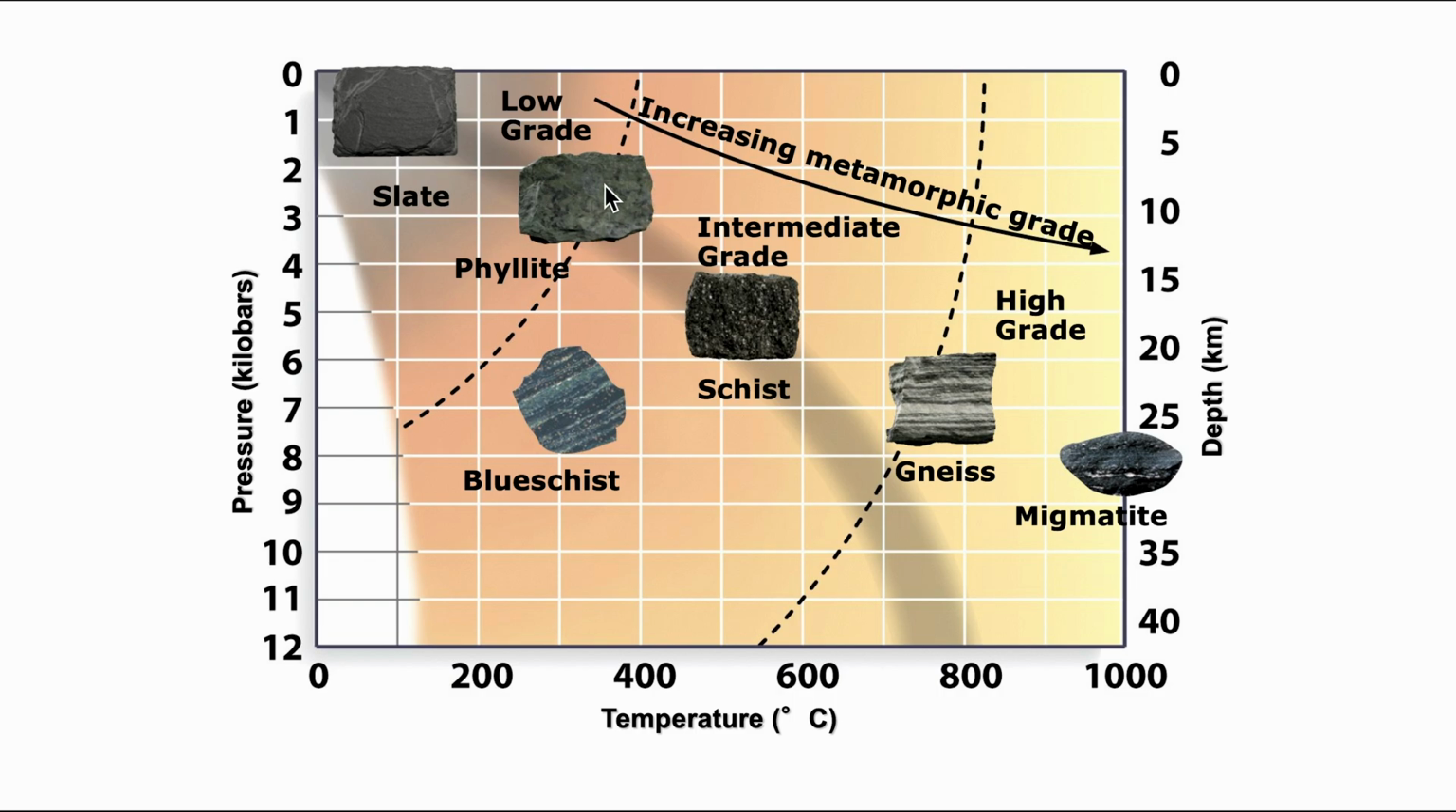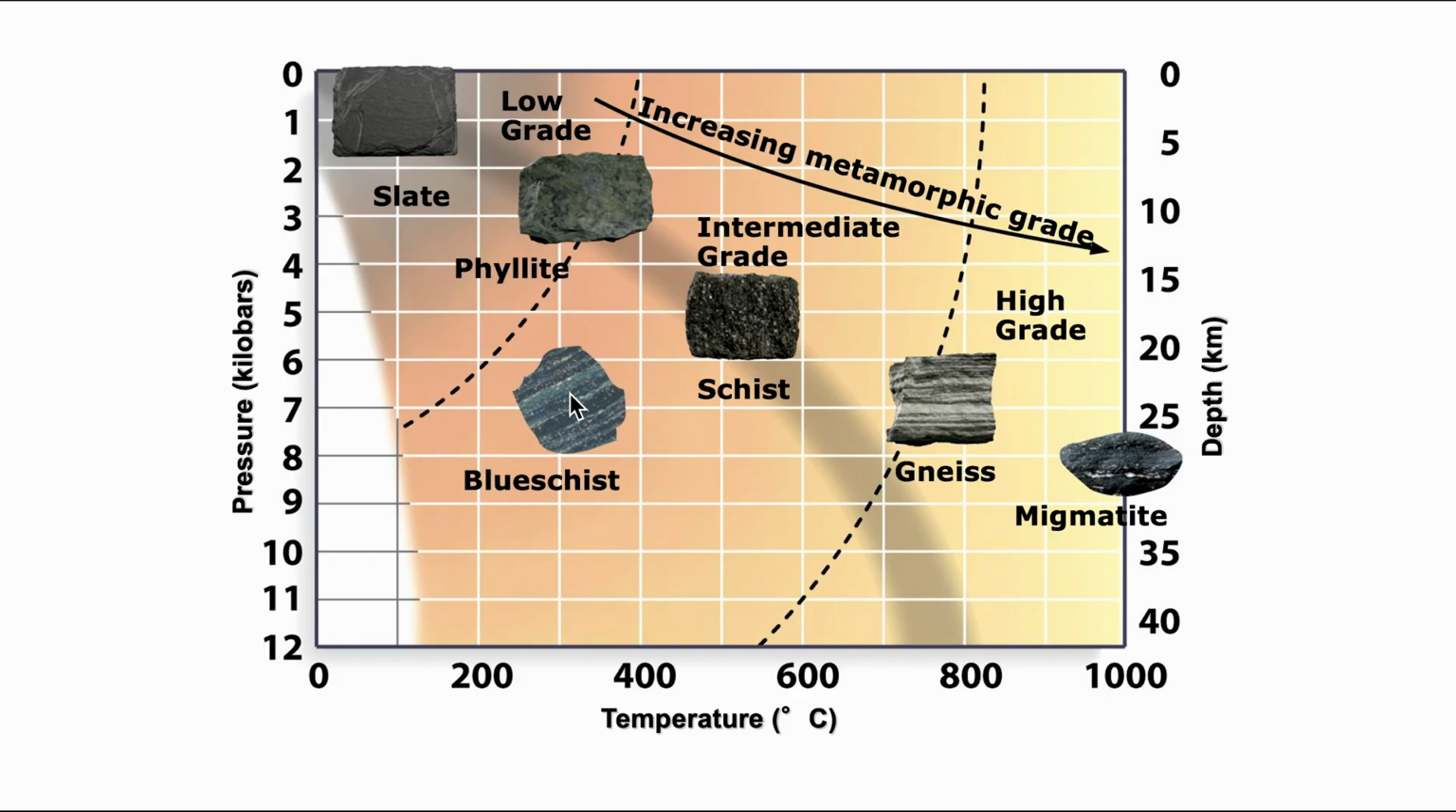It becomes a phyllite. Now, if we maintain the same trajectory in a subduction zone, for example, we enter the intermediate grade range or zone in which schist is produced. Continuing further, increasing temperature and pressure, we generate gneisses and ultimately migmatites when some melting has occurred.